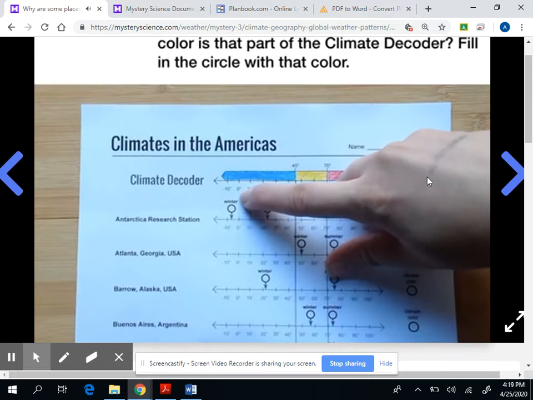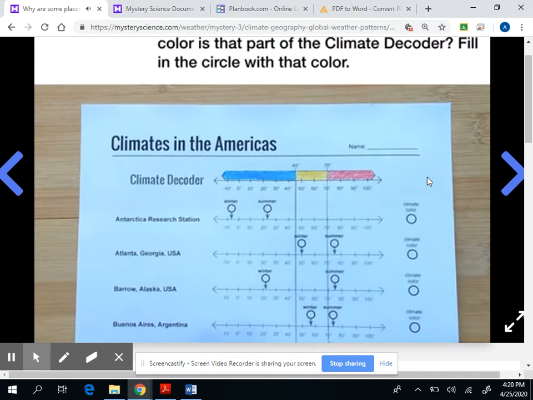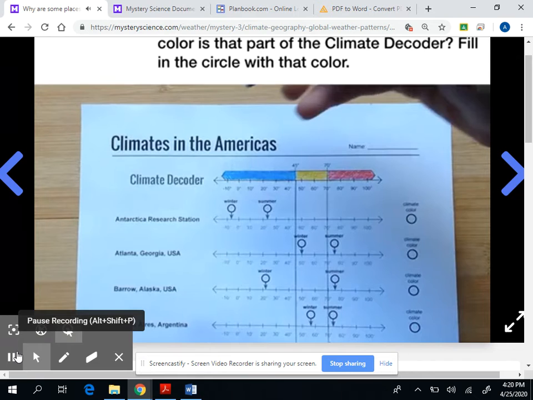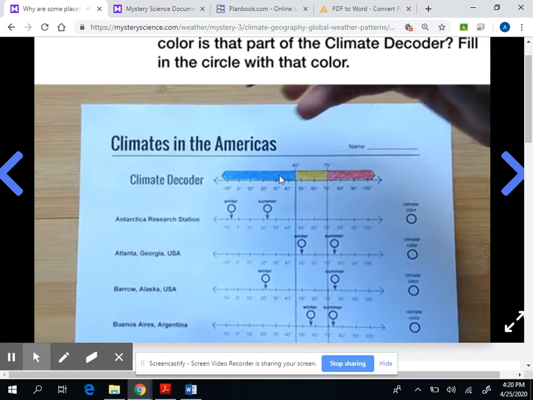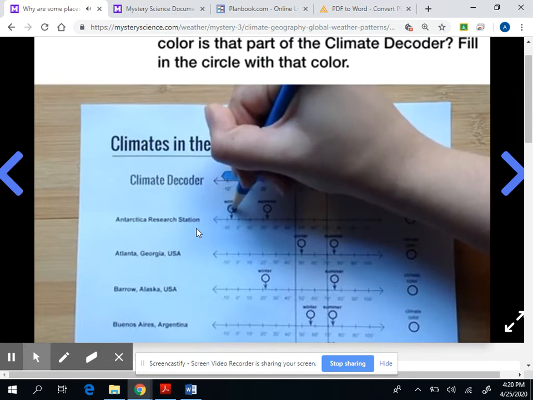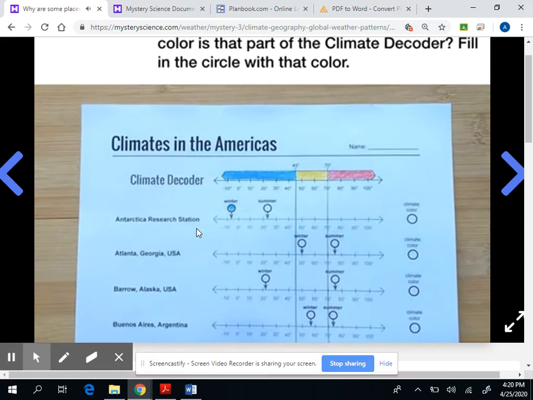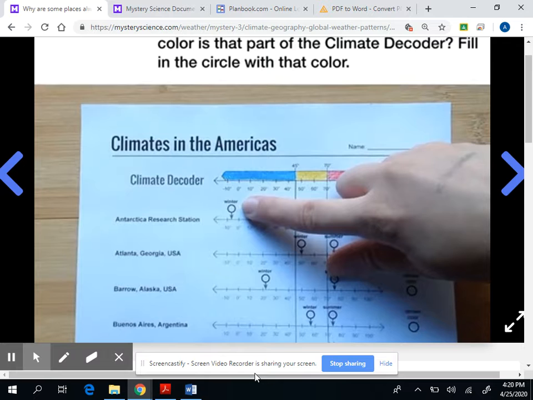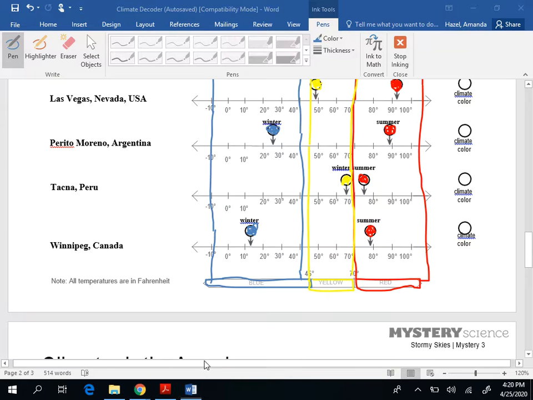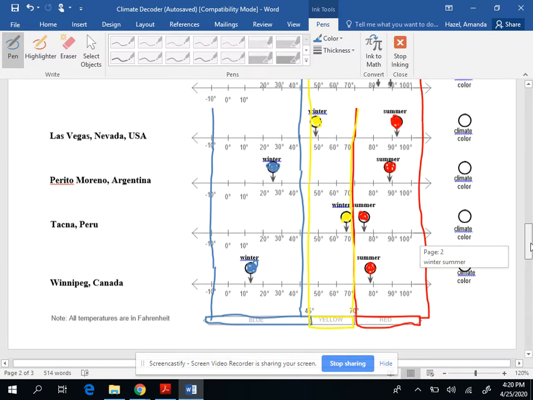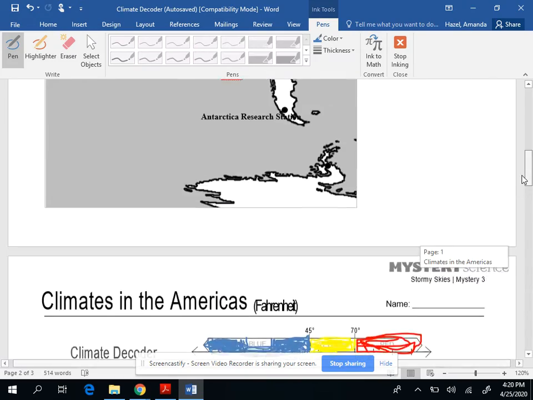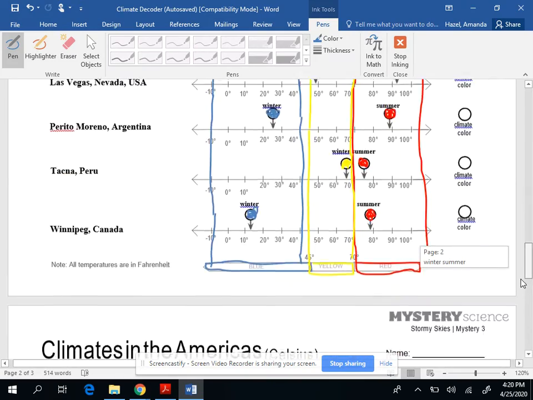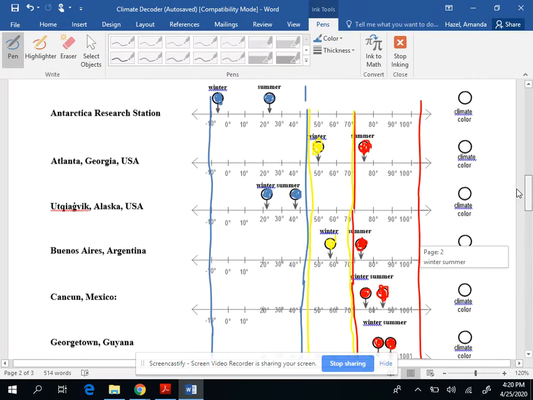Look at winter for Antarctica. What color is that part of the climate decoder? Right, so they're both blue. We see that it clearly lines up in the blue zone. Fill the circle with that color. So we're going to do the same on our map. And I actually already filled it in for us, okay? So we have all the little dots filled in.